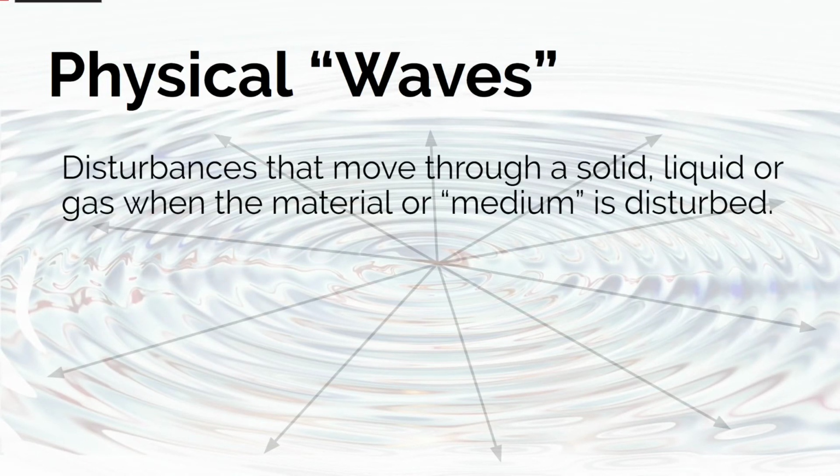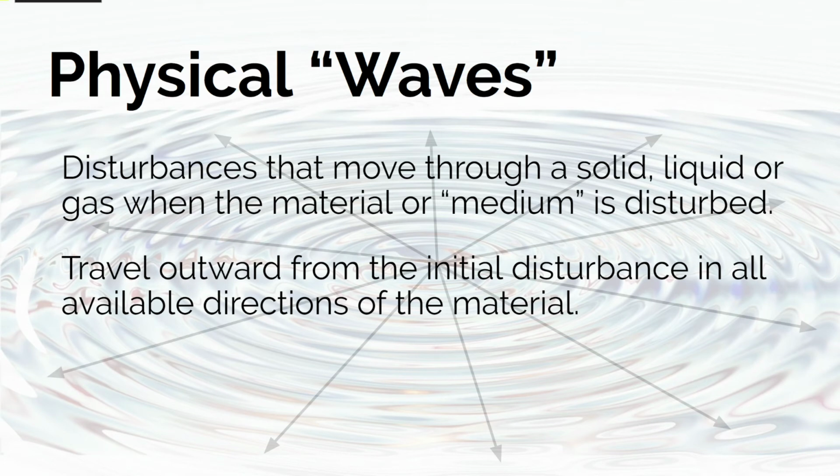Well, what is a wave? Well, it's what we just saw. It's kind of like waves that move through the surface of water if you drop something in it. Waves, physical waves, are disturbances that move through a solid, liquid, or gas when the material or medium is disturbed. Medium is the word that we used for the material that the waves or the disturbances move through. With the underground explosion, that disturbance moved through the ground and it moved through the water as well as the air above it.